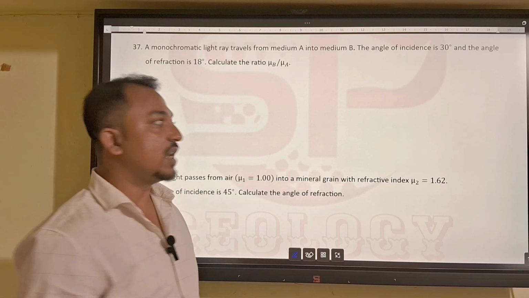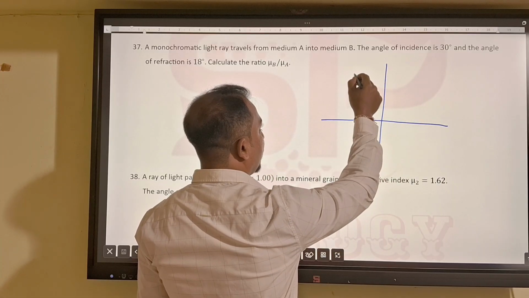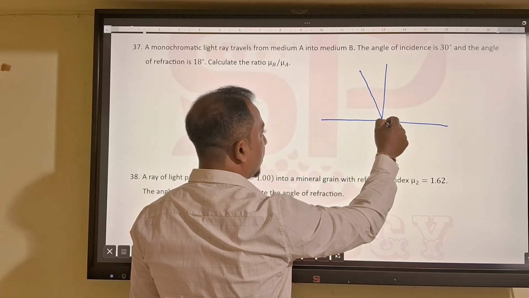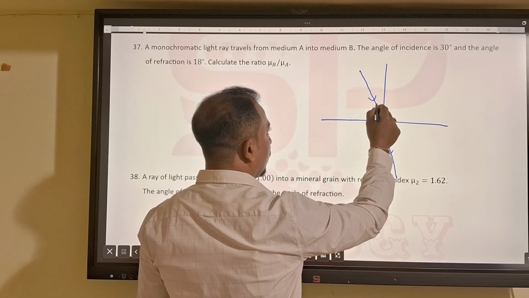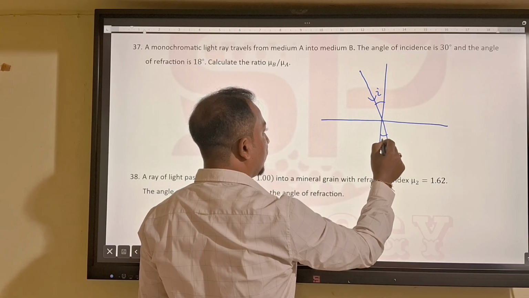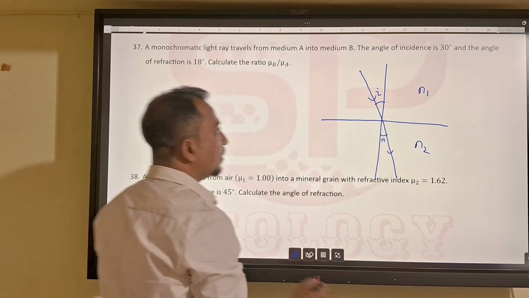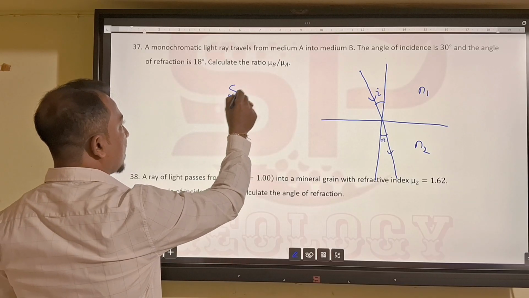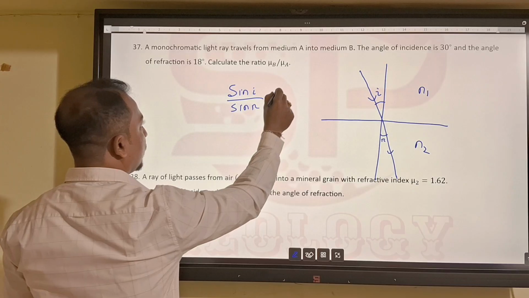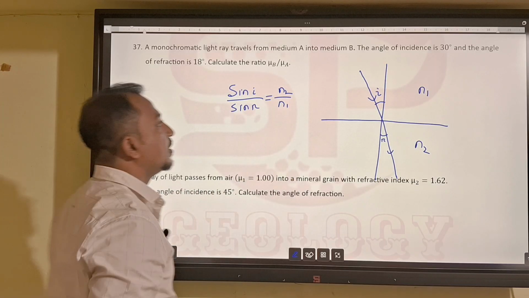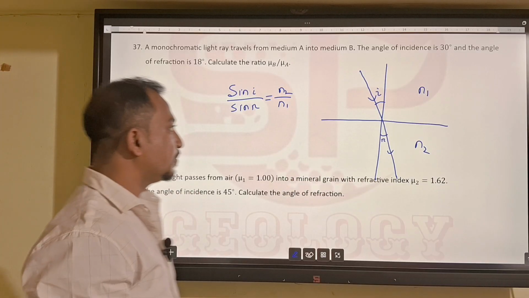So we'll start from Snell's law. When light travels from one medium to another medium, it either bends towards the normal or bends away from the normal. This is your angle of incidence, this is your angle of refraction. You can take n1, n2, these are the two media. Snell's law says that sin i by sin r equals n2 by n1. Here i is your angle of incidence, r is your angle of refraction.